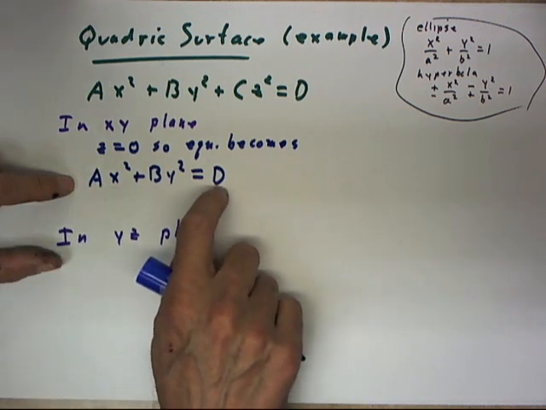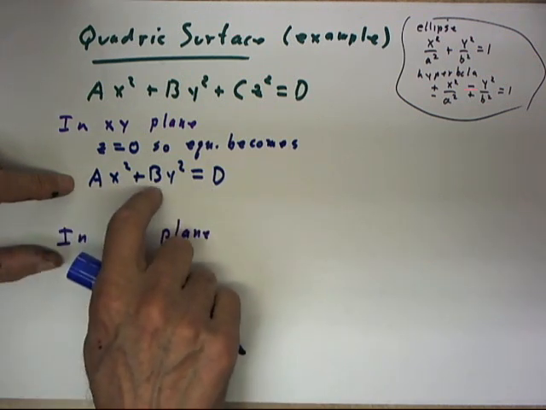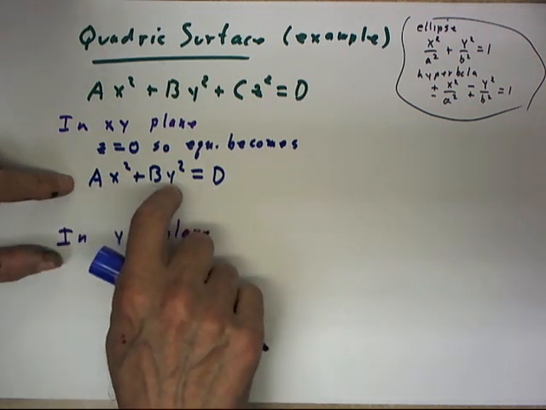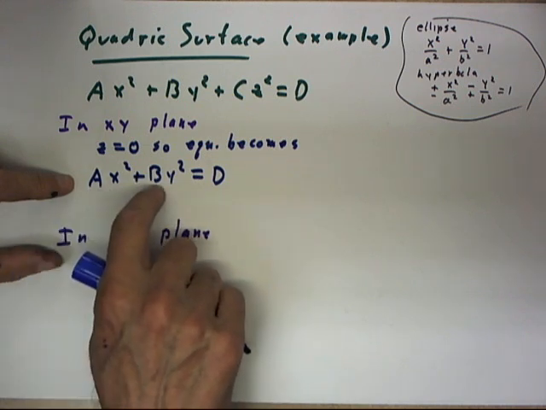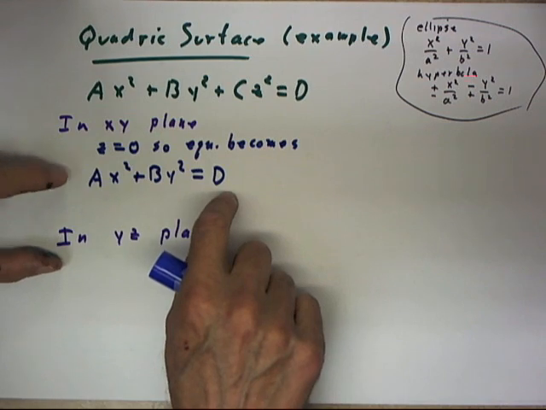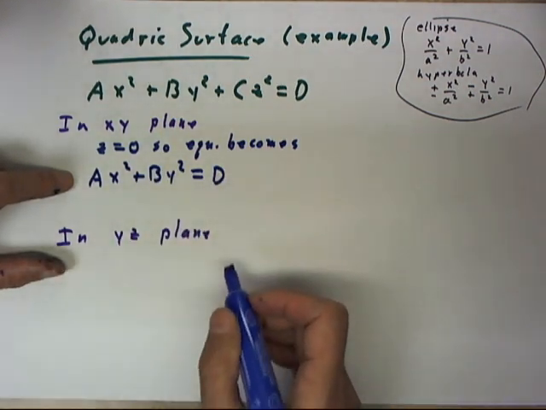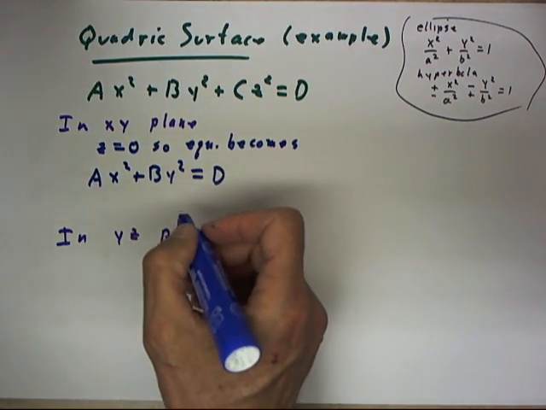Now, that's assuming that D is a positive number. Another thing we'll observe is if D is a positive number, then both of these can't be negative because x squared and y squared are both positive. If both A and B are negative, then this side is negative. If D is positive, this side is positive, and that would correspond to no solution. And you do run into cases where there's no solution.